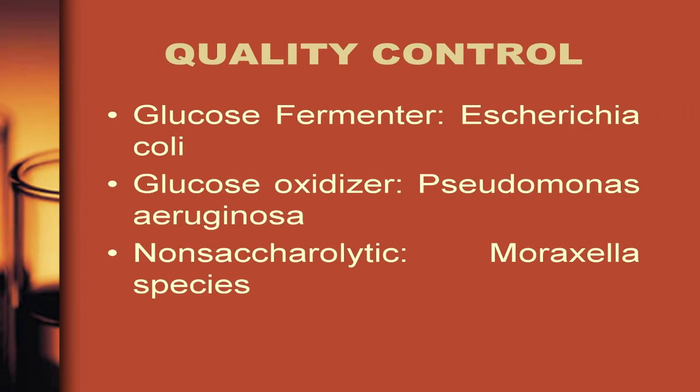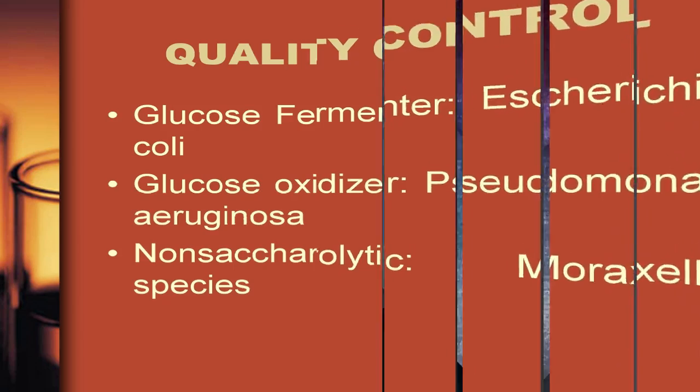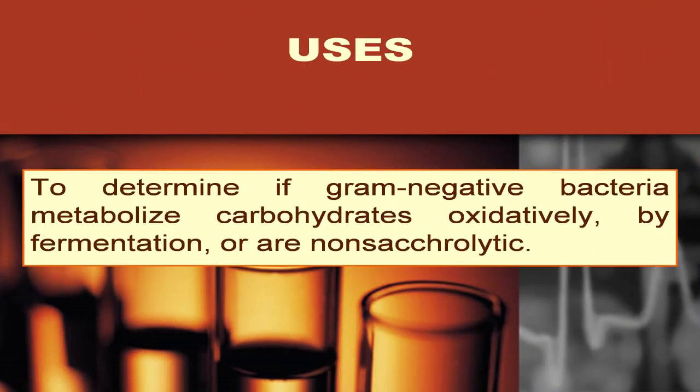Control of the test: in case of glucose fermenter, it is Escherichia coli. Glucose oxidizer is Pseudomonas aeruginosa. Non-saccharolytic is Moraxella species. Uses of this test: the OF test is used to determine if gram-negative bacteria metabolize carbohydrates oxidatively, by fermentation, or are non-saccharolytic, having no ability to use the carbohydrate in the media.